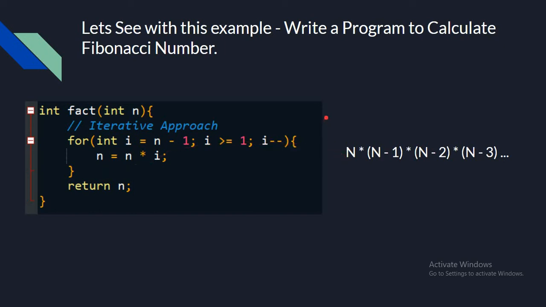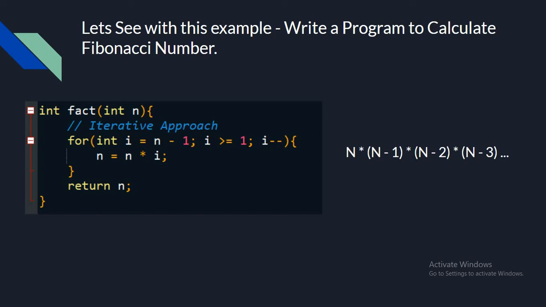Let's suppose we want to calculate the factorial of 5. We start with 5, and then we multiply it with n-1, then n-2, n-3. That is 5 into 4 into 3 into 2 into 1, until we reach 1. That's how we calculate the factorial of a number. In this example, the iterative approach might be better than the recursive approach, but there are many problems where recursive functions are much more important than the iterative approach.